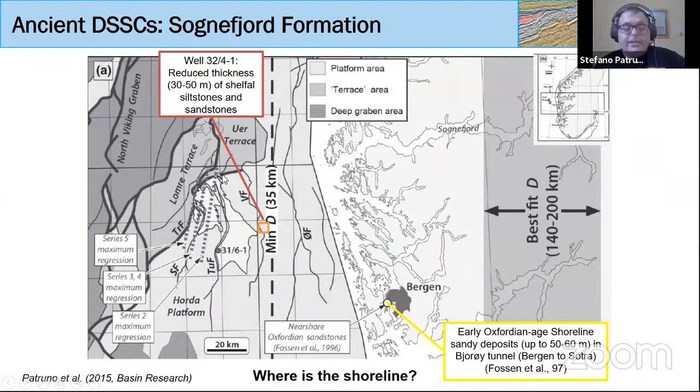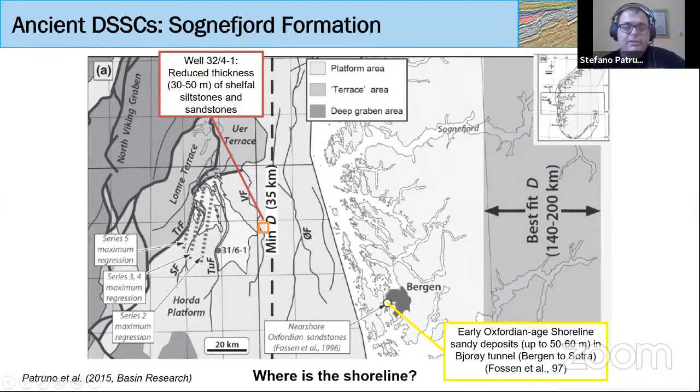So how can you have a shoreline at the city of Bergen at the same time, Oxfordian, with the shoreline situated in two places that are hundreds of kilometers apart, you know? So that's another interesting evidence. Also in this location over here, which is to the east, going towards the shoreline, there is still presence of shelf-fall system and sandstone. So it's not only in the Troll field, but also closer to the coastlines.